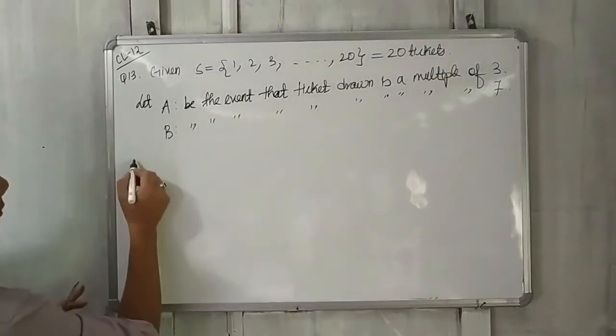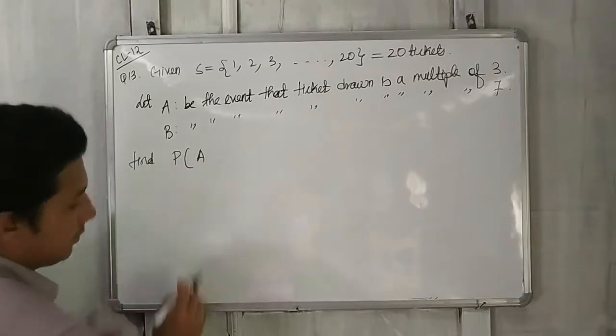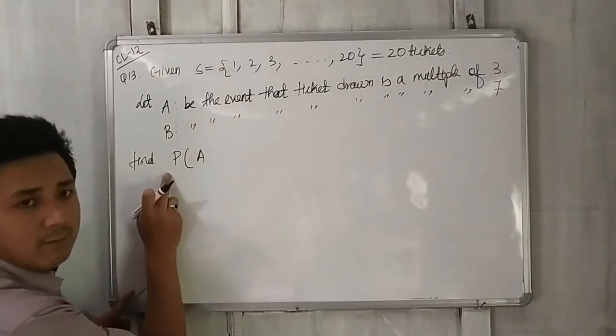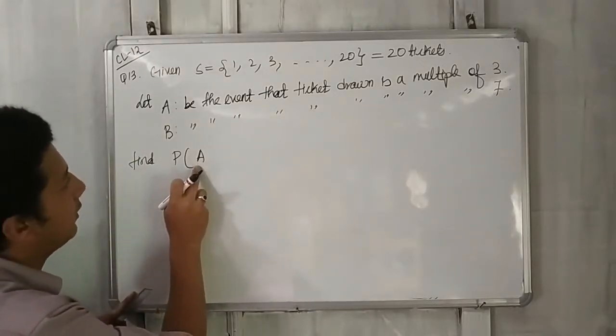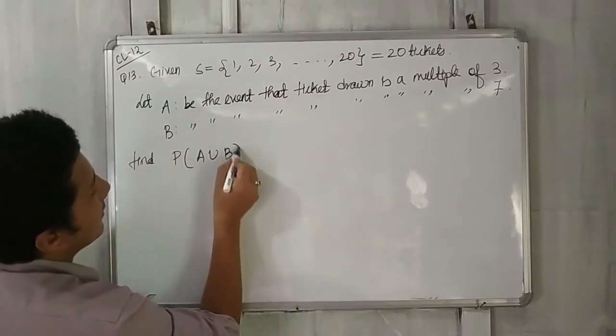What is the question asking you? The question is asking you to find the probability that a ticket drawn is a multiple of 3 or 7. 3 means A or 7 means B.